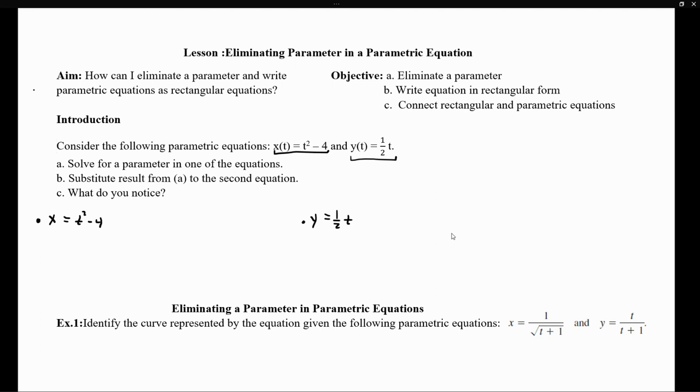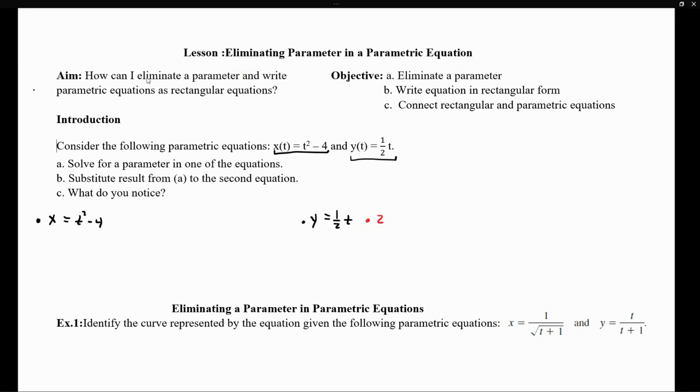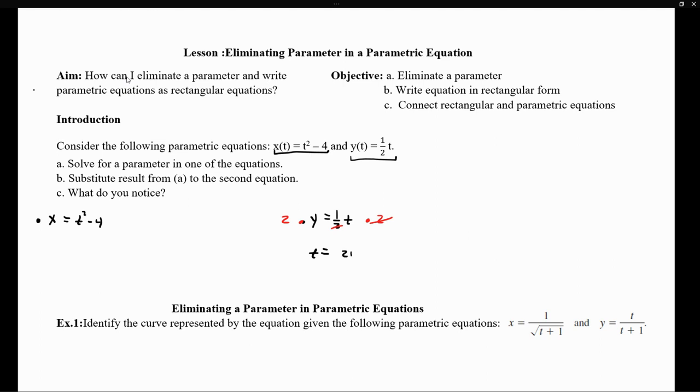I can see that solving for t from the y equation makes the most sense because it's straightforward. If I multiply by 2 on both sides, I know that t is equivalent to 2y. And by doing this, we now have an expression for t. But I also have the x equation, which is in terms of t. So now I can go back to the second function and substitute t with 2y, and let's see what happens.